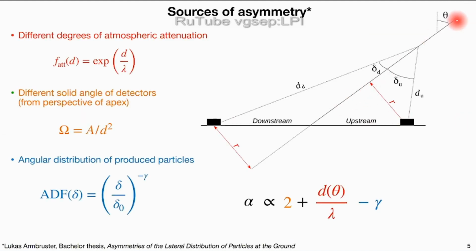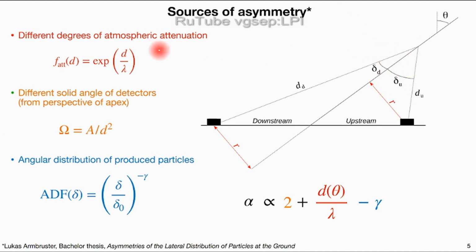If you put this in a schematic, in a conical model, here we have an apex where showers are originating. Here we have the zenith angle of the shower, and here we have these two detector stations. Again, you have a longer distance to the downstream station and a shorter distance to the upstream station. And here we have the relative angles from the shower axis from this apex.